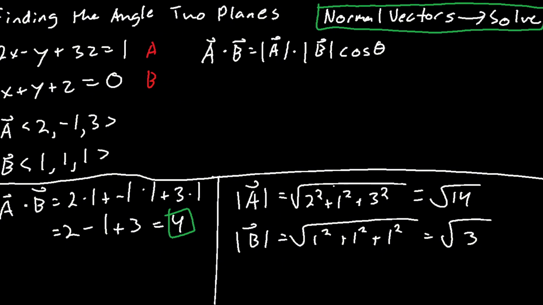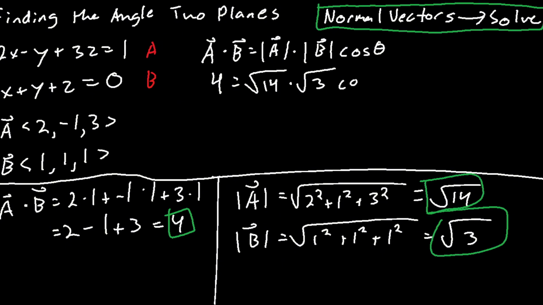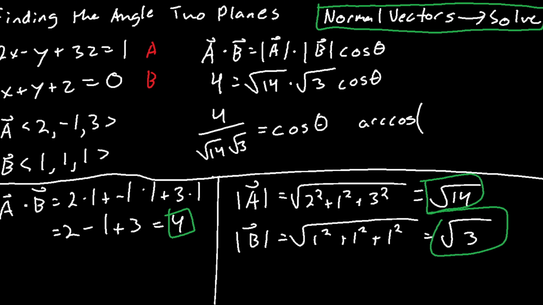That's 14. I'm never messing that one up again, because I messed that one up in the cross product angle between vectors video. Okay, once we have that, let's plug everything in. You have 4 for the dot product between A and B, the magnitude of A is square root of 14, times the magnitude of B, square root of 3, times cosine of theta. Let's try to isolate theta. So we have 4 divided by square root of 14 times square root of 3 is equal to the cosine of theta. Take the arc cosine of everything, and then you get theta isolated.